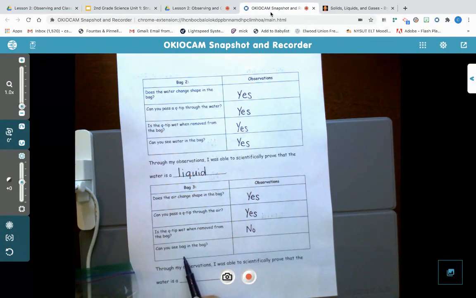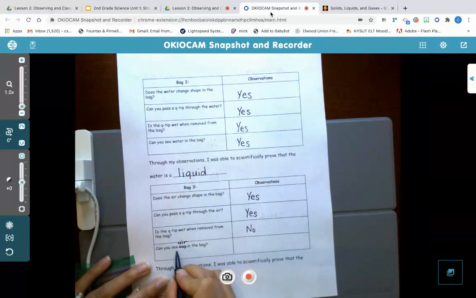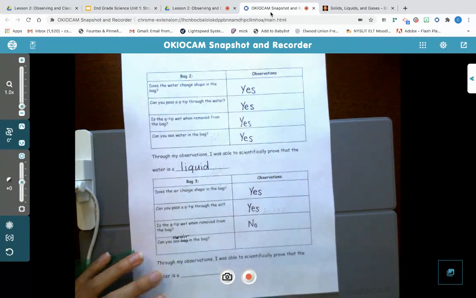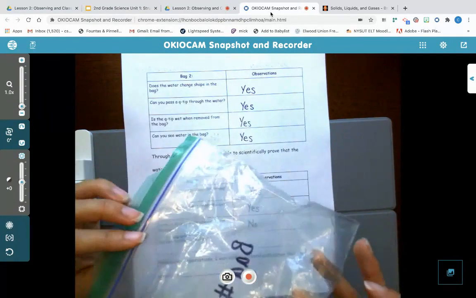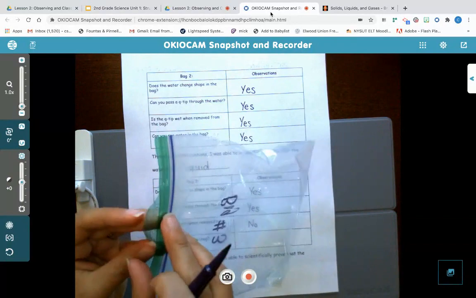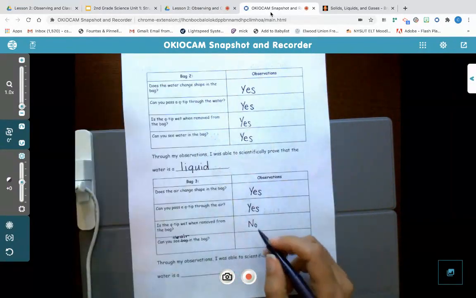Can you see? Oh, I just realized I have a typo here. I'm going to fix this in the copy that you get. It says, can you see bag in the bag? That doesn't make any sense at all. So I'm fixing it. It's going to say air. Can you see the air in the bag? Okay, so take a look. Are you able to see the air in the bag? Open it up too. No, right?